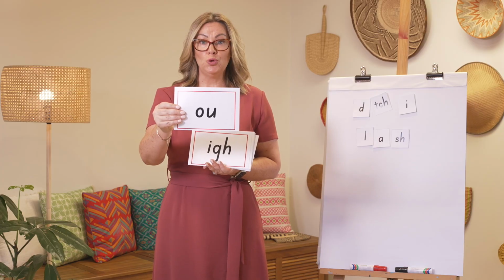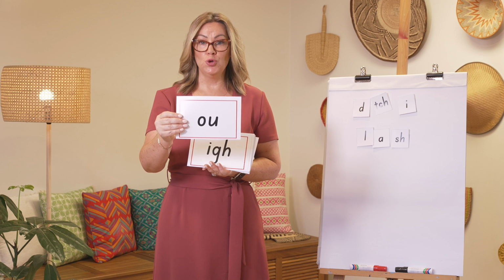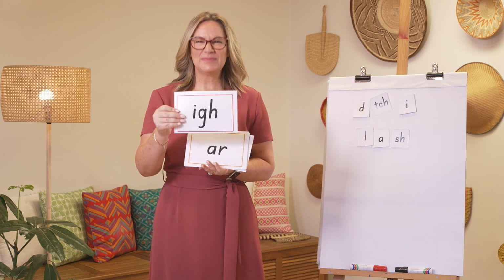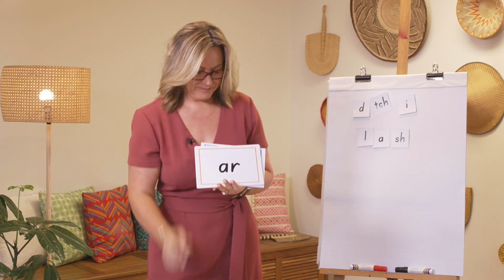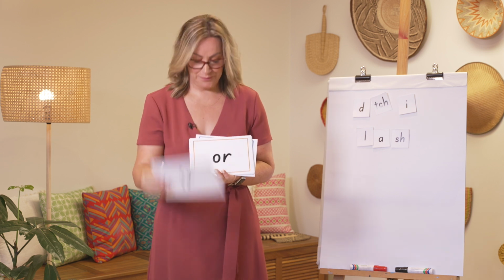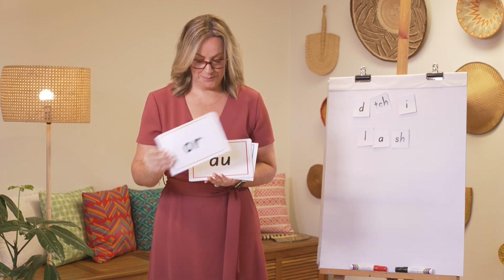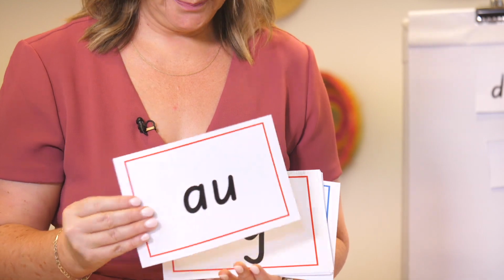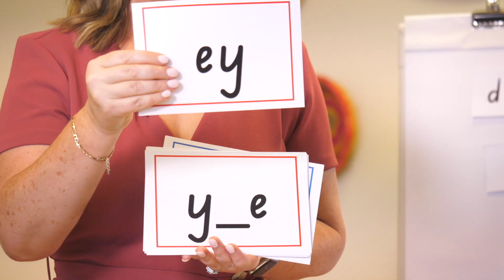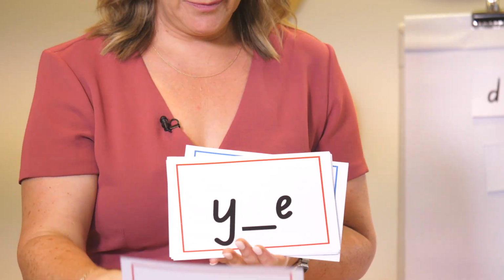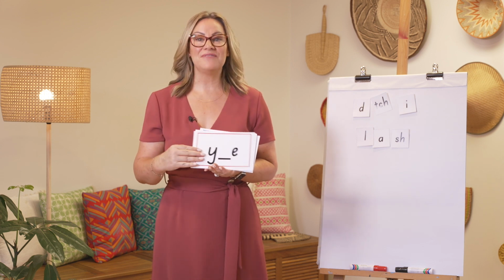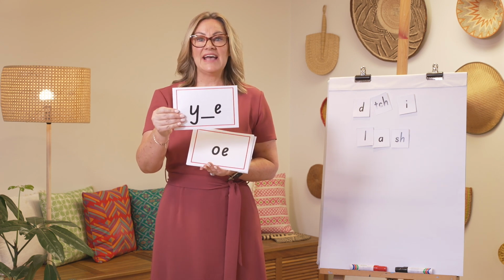Ow, oo. Ow as in house, oo as in soup. I, long spelling of I. Or. A as in grey, E as in key. Now, acting, it's on the red card, acting as a vowel here. I as in tire.